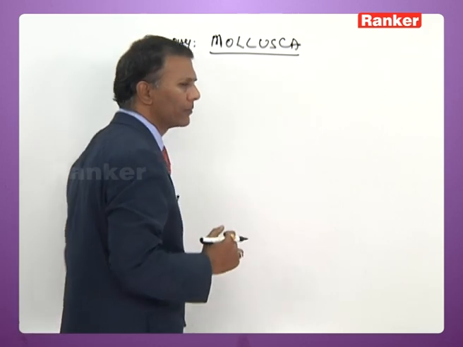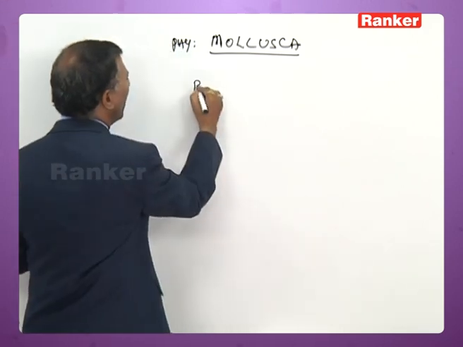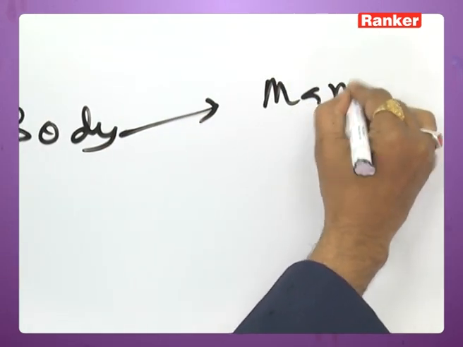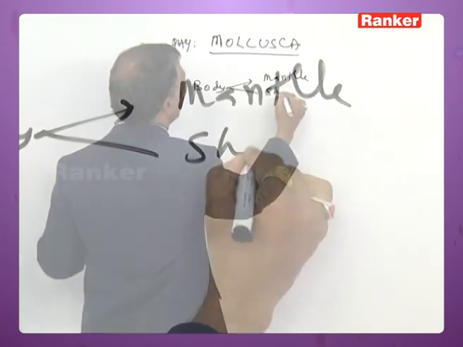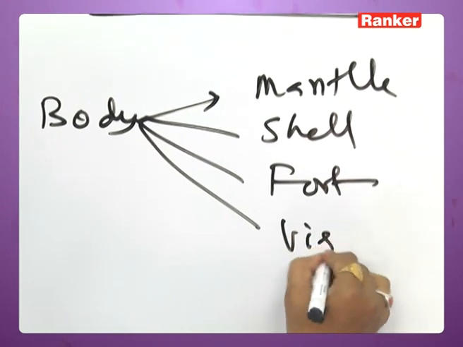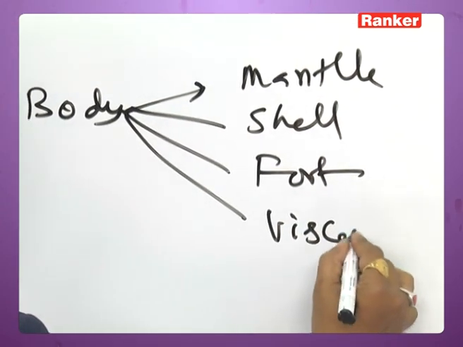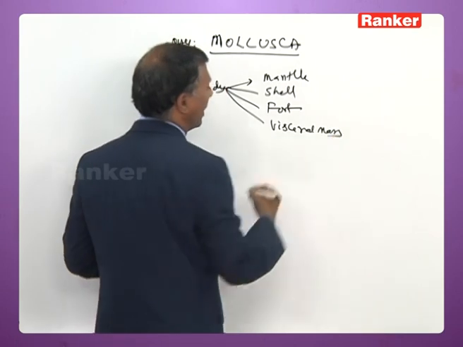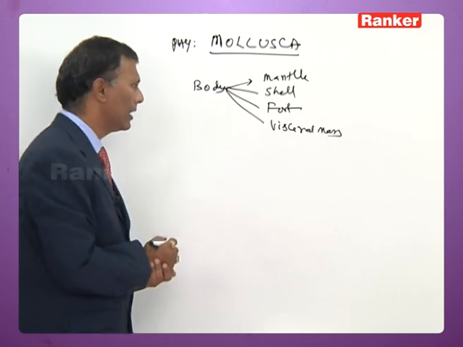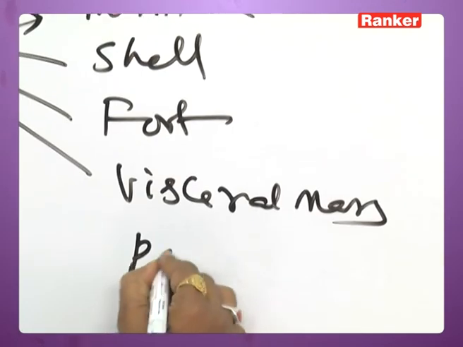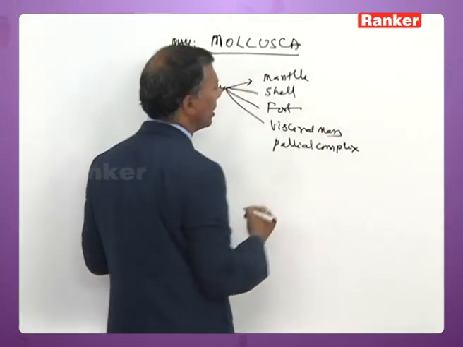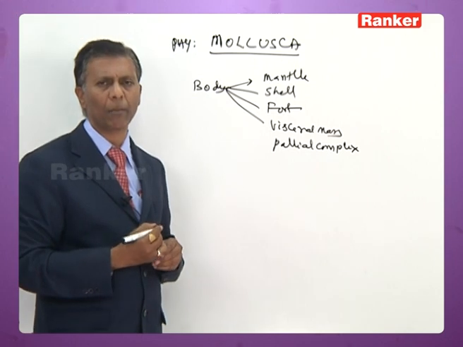Now in mollusca, the parts of the body are mantle, shell, foot, and visceral mass. Mantle, shell, foot, and visceral mass are the main components of the body. Visceral mass is also called pallial complex or visceral complex.